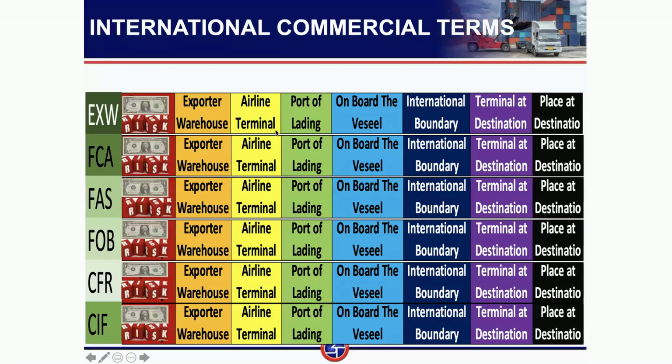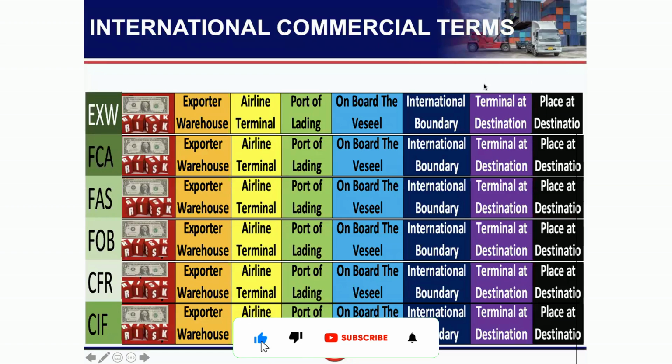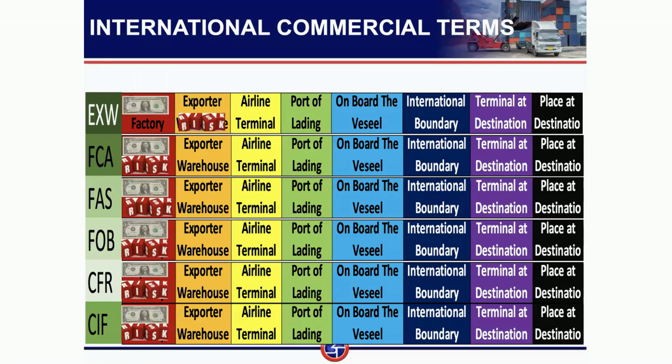Now, if you look at this, you will see exporter's warehouse, airline terminal, port of loading, on board the vessel, international boundary, terminal at destination, place at destination. The first one is called ex-works. What does ex-works mean? In ex-works, the risk and cost of the exporter ends at his warehouse, and from then on, the importer carries the risk. The risk and cost, that means the cost of moving the goods, ends when the exporter delivers it in his warehouse.